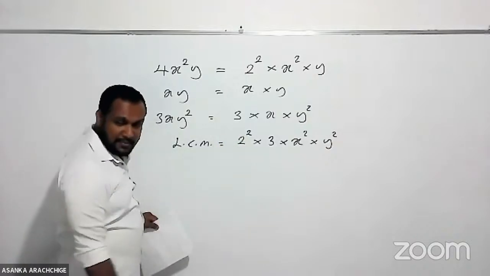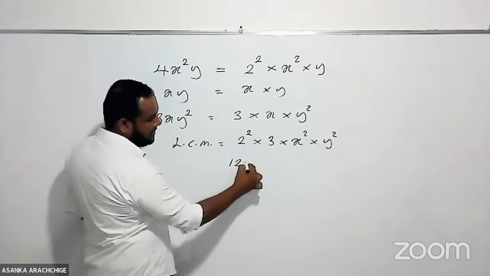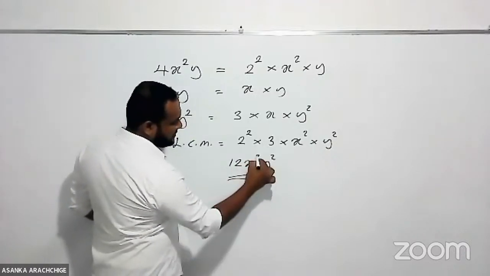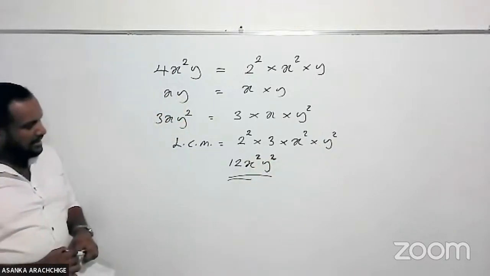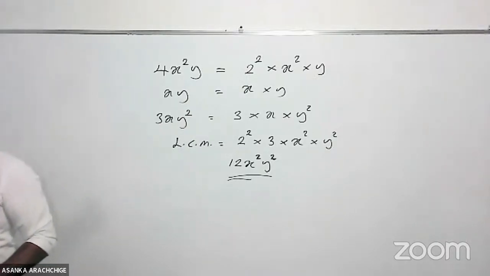What is 2 squared? Put it. 4. 4 times 3, 12 x squared y squared. This is the LCM. 12 x squared y squared. Correct?